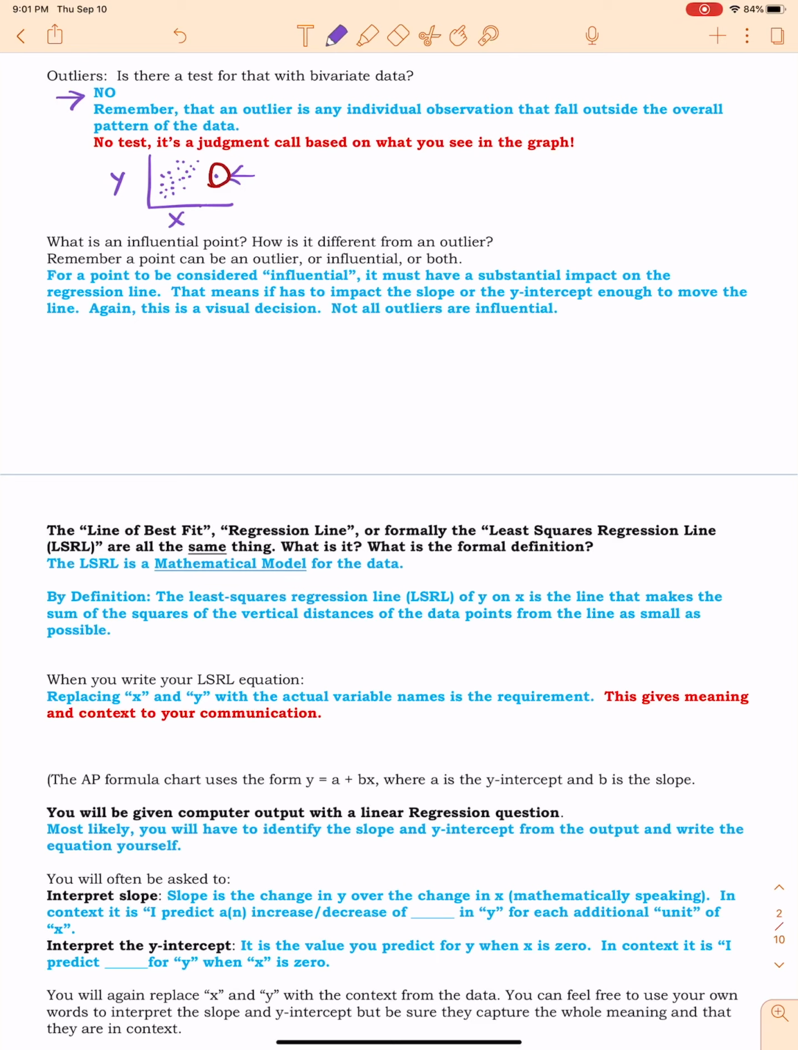Let's look at what an influential point is. What is an influential point, and how is it different from an outlier? The thing you need to remember is that a point can be an outlier, or influential, or it can be both. So how do you determine what it is and what it's not? And keep in mind, if you're reading your book and looking through the chapters on this unit, the book also calls influential points leverage points. So keep that in mind.